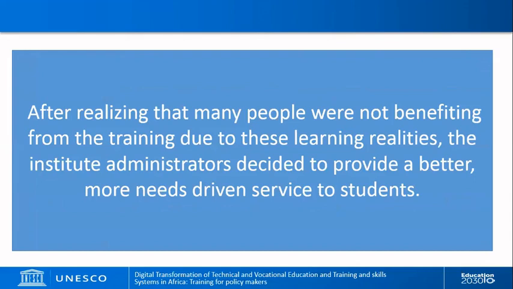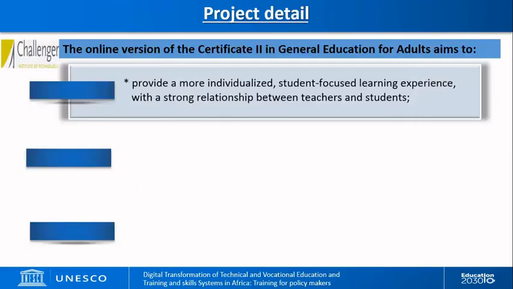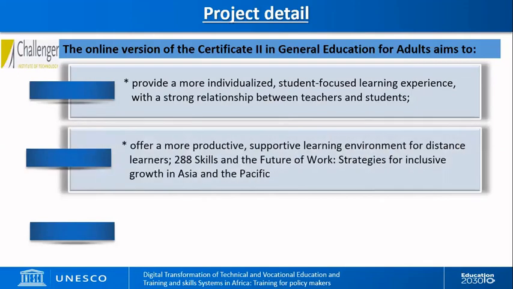decided to provide a better, more needs-driven service to students. The online version of the Certificate 2 in General Education for Adults aims to provide a more individualized, student-focused learning experience with a strong relationship between teachers and students, and offer a more productive, supportive learning environment for distance learning.